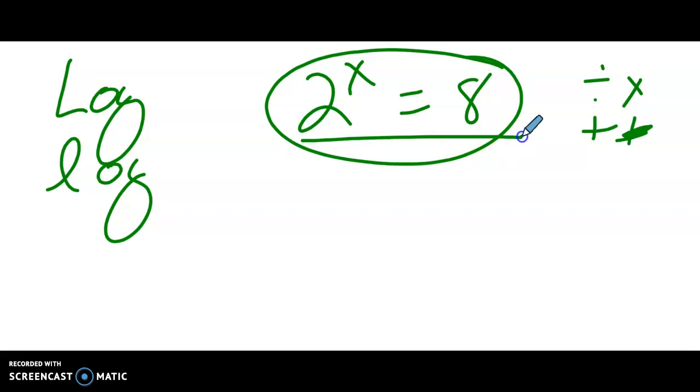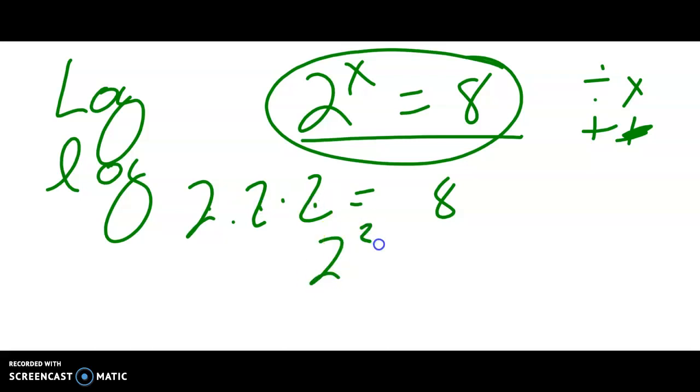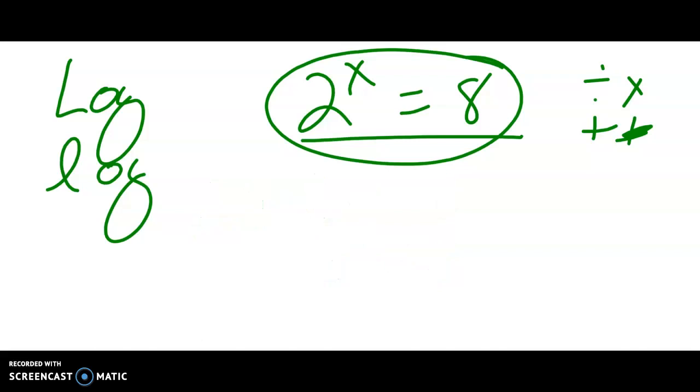So if I wanted to solve this question, 2 to the x equals 8, and I want to know what the x was, you have done this in the past and probably said, well, 2 times 2 times 2 is 8, so 2 to the 3 is 8, which is true. But what we are going to do is go over a way to use your calculator to help you solve this. You use the log function on your calculator.